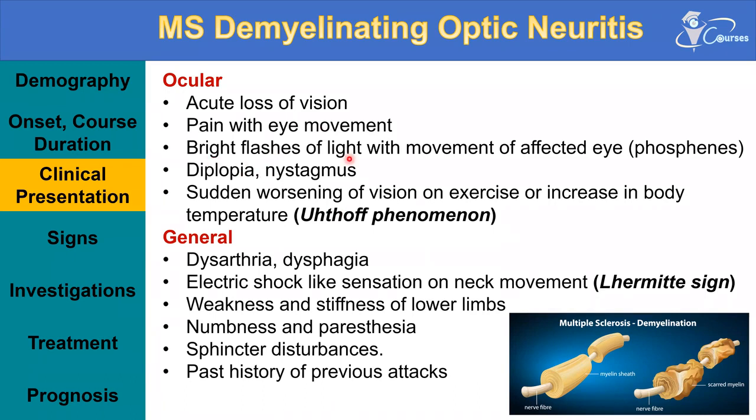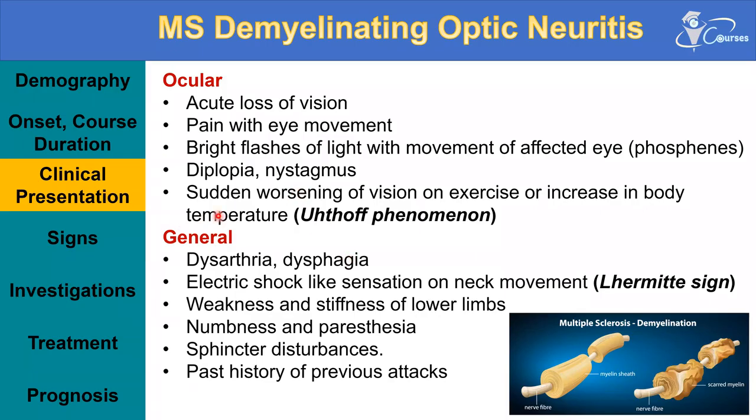There are bright flashes of light with movement of the affected eye, which are called phosphenes. The patients may report diplopia or nystagmus, which is a characteristic kind of nystagmus. The patient has internuclear ophthalmoplegia, and can present also with nystagmus. So it will be like ataxic nystagmus of the abducting eye, as we are going to discuss later on in the next lecture.